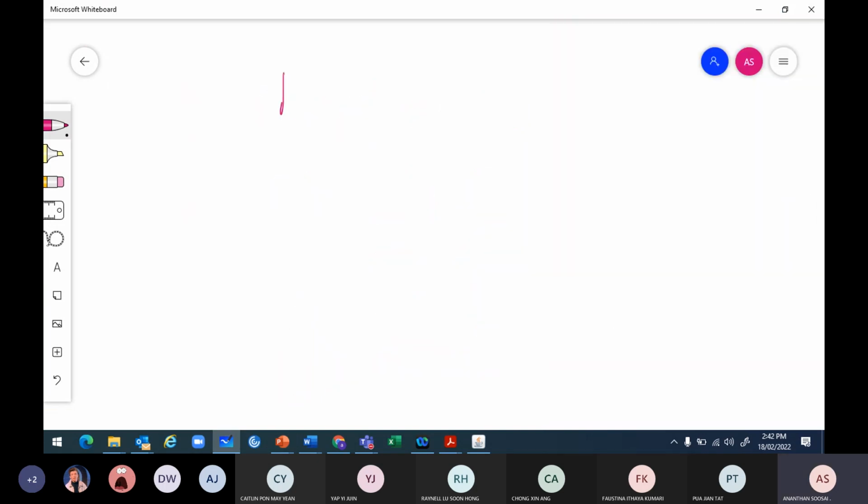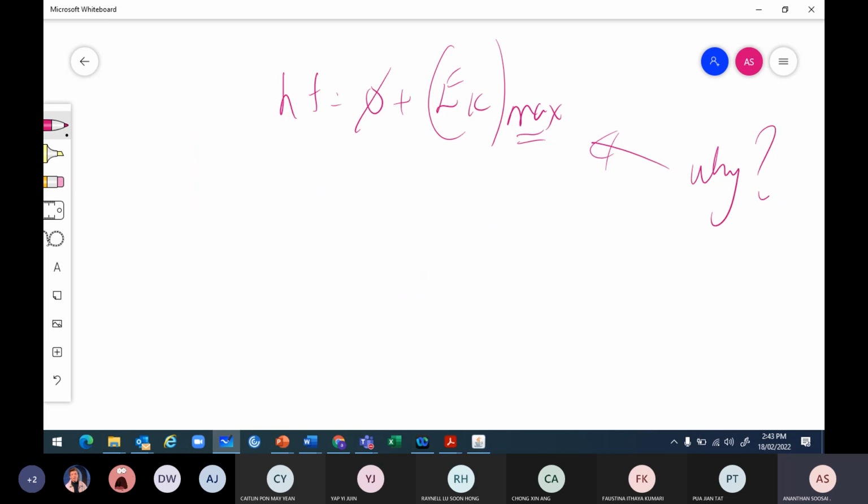Just now, hf equals work function plus EK, right? Actually, this EK is labeled as EK max. So it's not only EK, it's EK max. The question asks, why max? Why EK max?